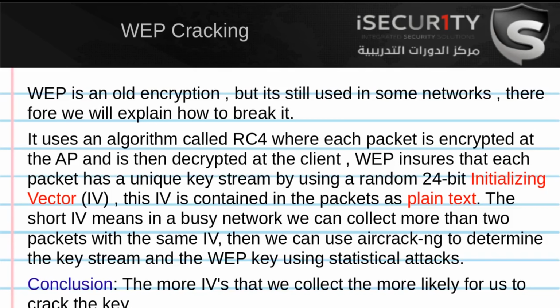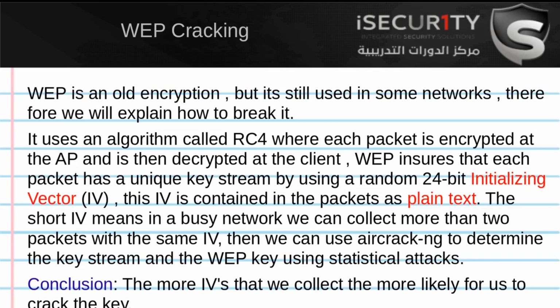So each packet that is sent into the air has a unique key stream. WEP ensures that the key stream is unique by using a 24-bit initialization vector. The initialization vector is a random number. It's sent in each packet and it's sent in plain text. So this part is not encrypted. If you read the packet, you'll be able to read it in plain text.